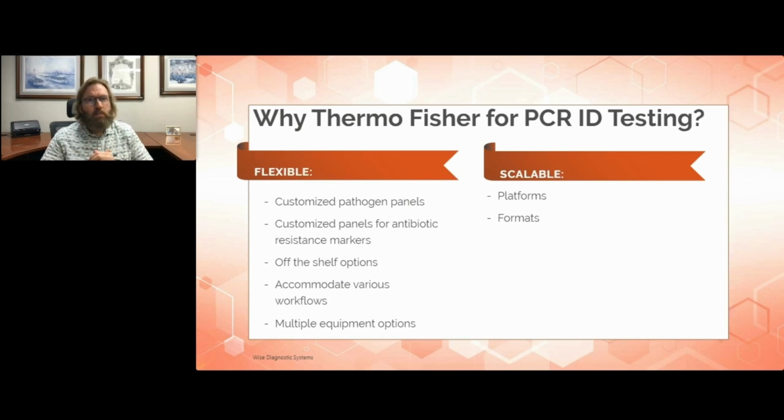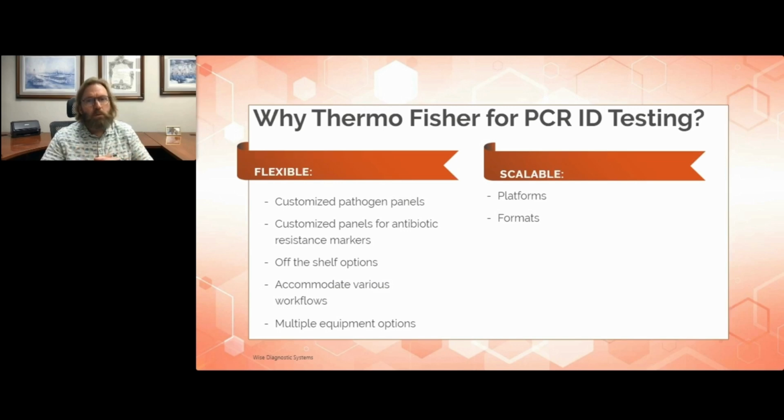But as we look to expand the menu, we really wanted to be able to customize panels and also add on antibiotic resistance, especially for some of the testing that we were doing, where we know that antibiotic resistance in general is a growing problem, but it's also a specific problem for some of these testing services that we were looking to offer. So we looked around at the various platforms and companies.